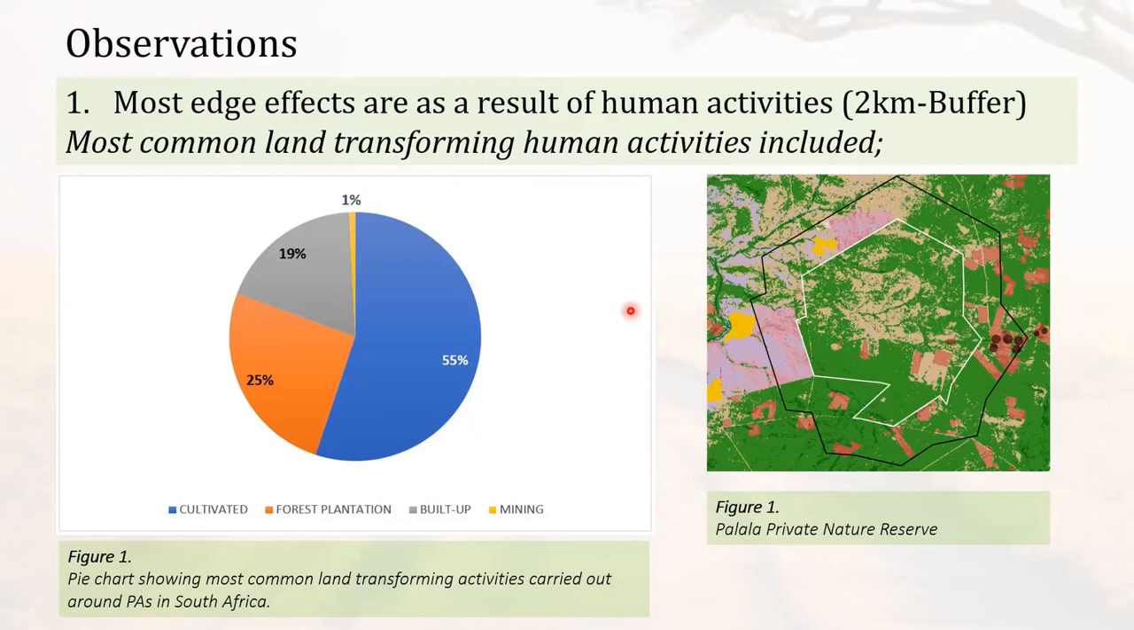The pie chart on the left shows how much of these land transforming activities affect the parks in total. And though mining was very common, around almost every park, it was in around 38 of the 40 parks, we found that cultivation actually does a lot more land transformation than mining, as we had expected earlier, followed by forested area and then the built environment involving villages, towns, and everything.